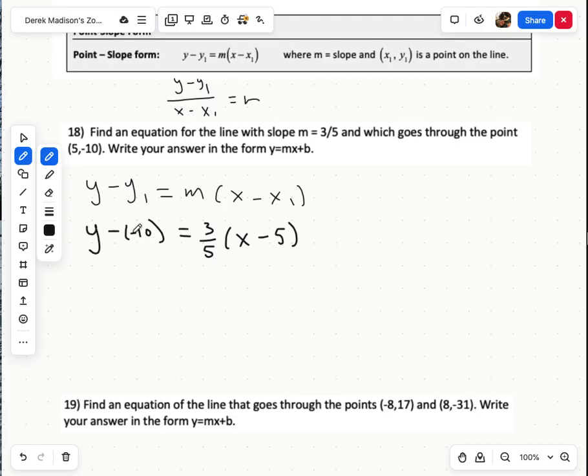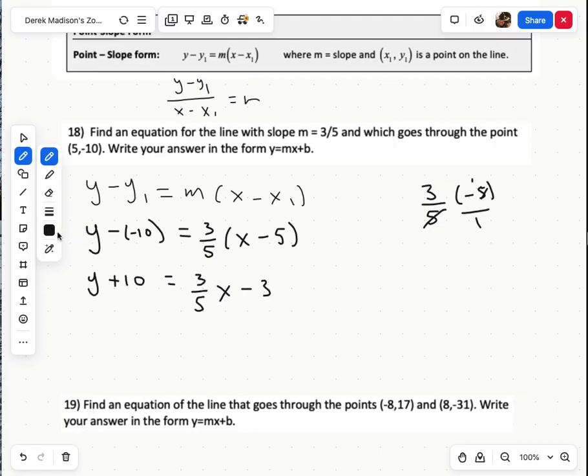So y minus a negative 10 would be y plus 10. And I'll distribute that 3/5 through, and that'll give me 3/5 x, and then 3/5 of 5, those 5's would cancel, and I would be left with negative 3 up top. Let me just write that over here. We think of this 5 as over a 1, and so those are canceling. So 3 times negative 1 makes negative 3.